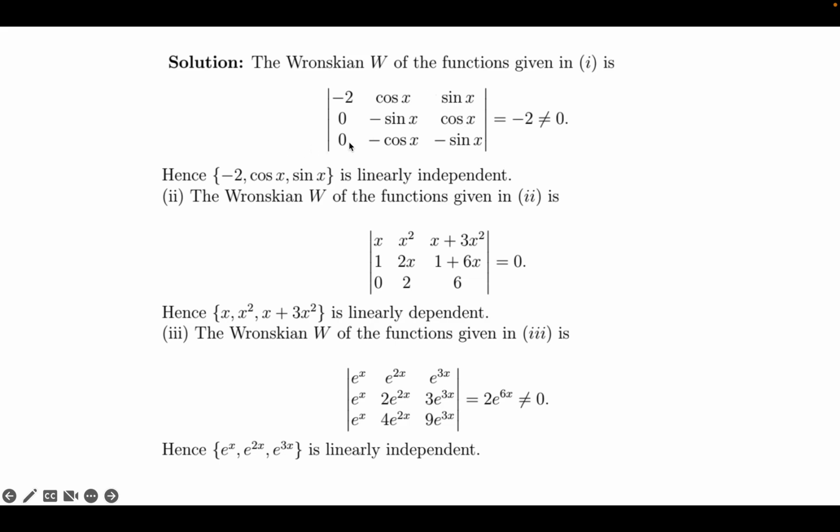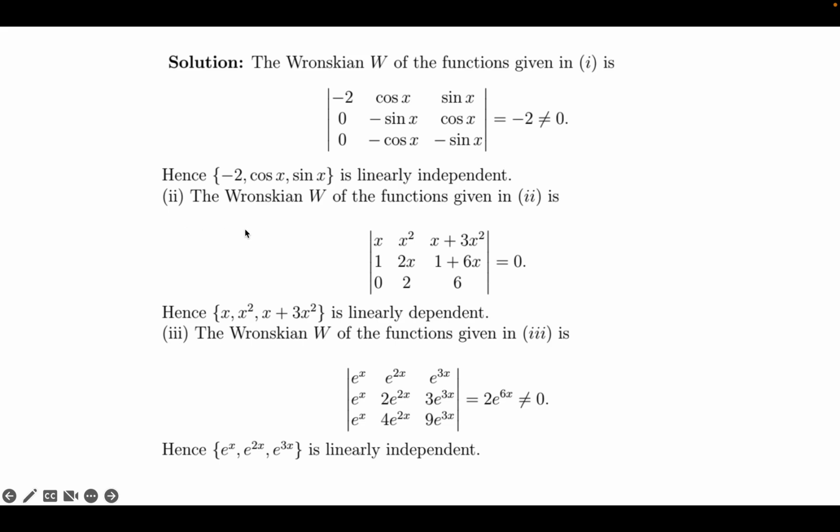And in the third row, you do the second order derivative. The derivative of 0 is 0. If you differentiate cos x twice, you end up with minus cos x, and if you differentiate sin x twice, you end up with minus sin x. If I solve the determinant of this matrix, I get minus 2. So this determinant of the Wronskian is not equal to 0. Therefore, the functions given in option 1 are linearly independent. Okay.